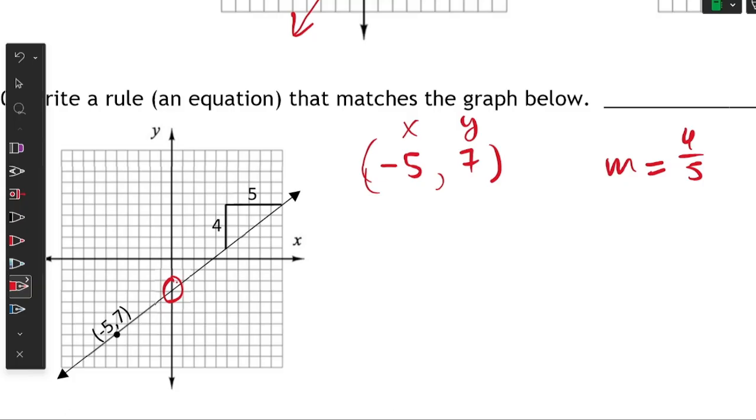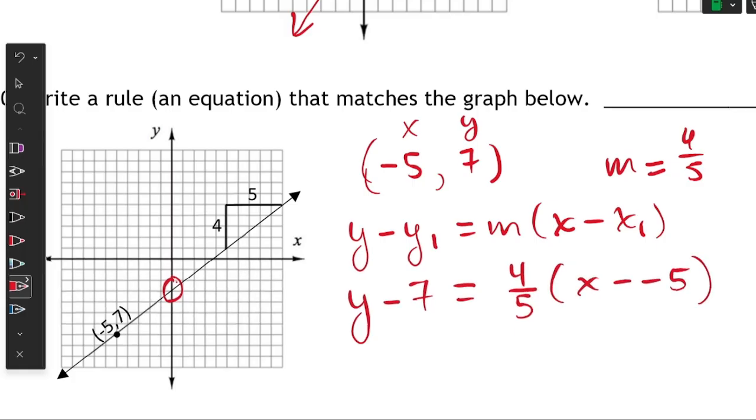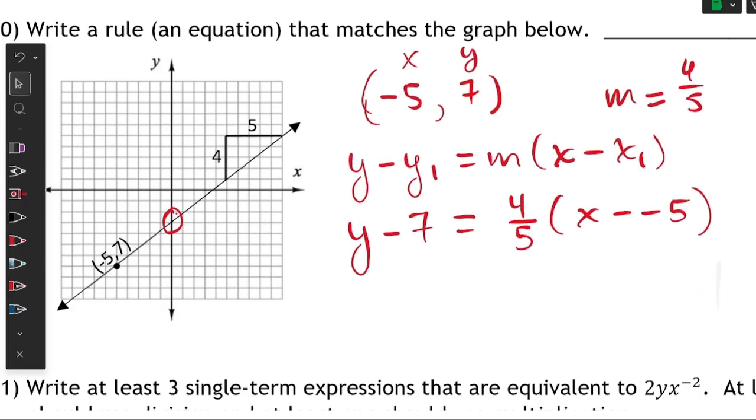I'm going to go ahead and plug this information into the point-slope format, which, just as a reminder, is y minus the y value that I know is going to equal my slope times the quantity of x minus the x value that I know. So I'm going to start by plugging in my known y value, which is +7. So I'm going to write y minus that +7 equals my slope, 4/5 times the quantity of x minus -5, right? My known value of x was -5, so I had to subtract that.